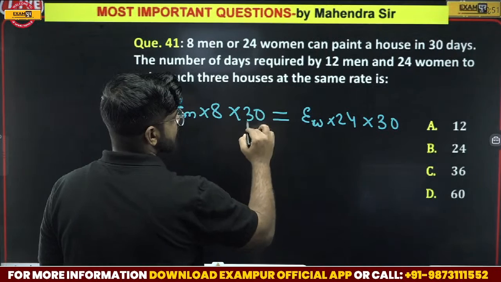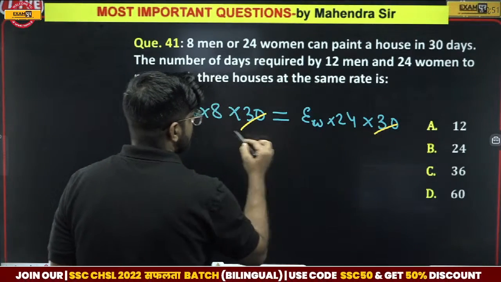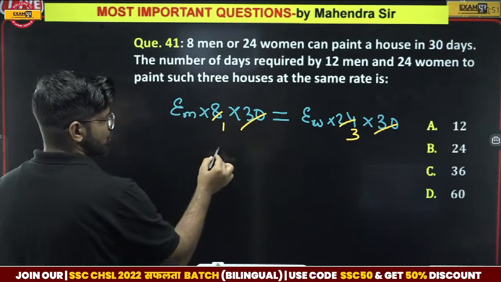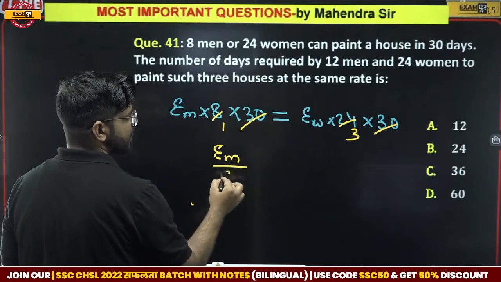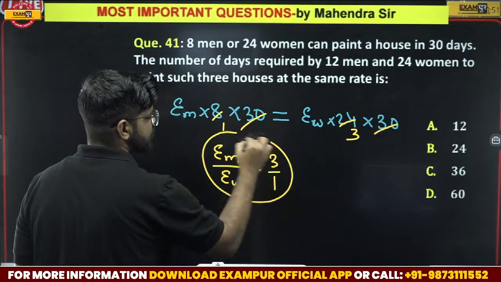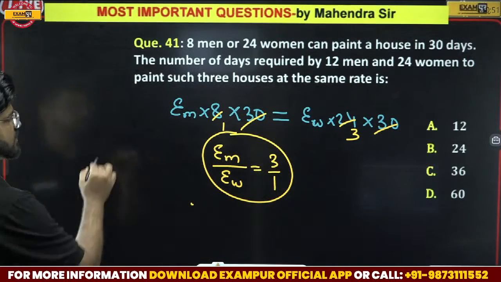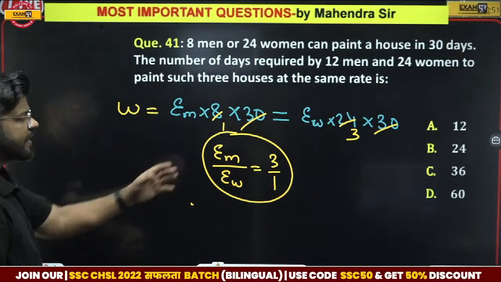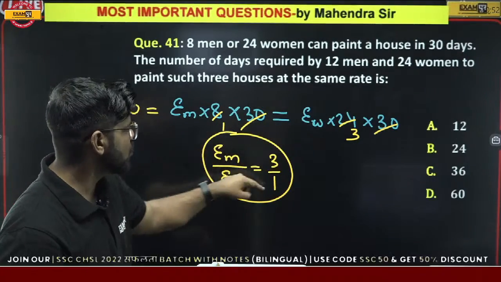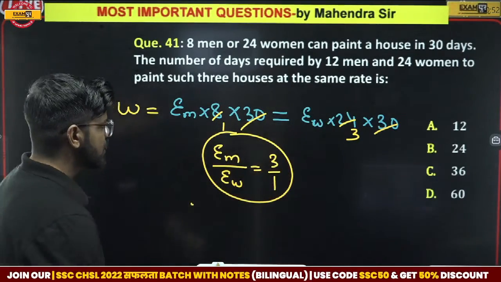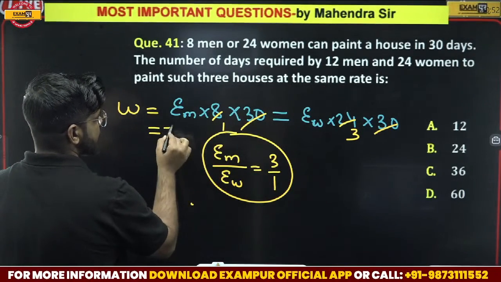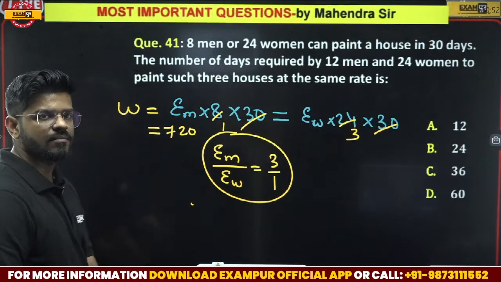So 30 will be cancelled out, 8 ones are 8, 8 threes are 24. So the efficiency of man and efficiency of woman will be 3 by 1. So this is the efficiency. To find the work, just put 3 here or 1 here, and you will get the work. So what is the work? Just put 3 here, 24 into 3, it is 720. So total work is nothing but 720.